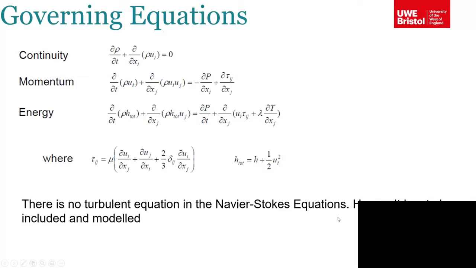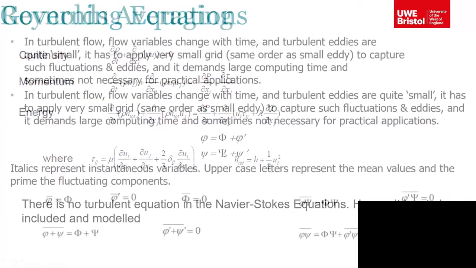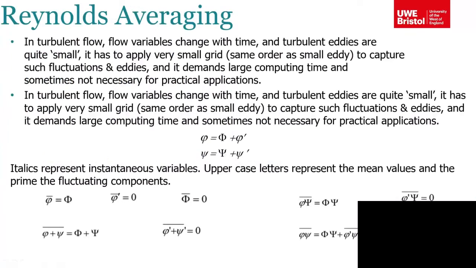So if you consider the Navier-Stokes equations like here, it doesn't consider turbulence, right? So turbulence has to be introduced into the equation. How you introduce turbulence into the equation is by what you call Reynolds averaging. So any quantity will have a mean quantity plus a turbulent or fluctuating quantity as well.